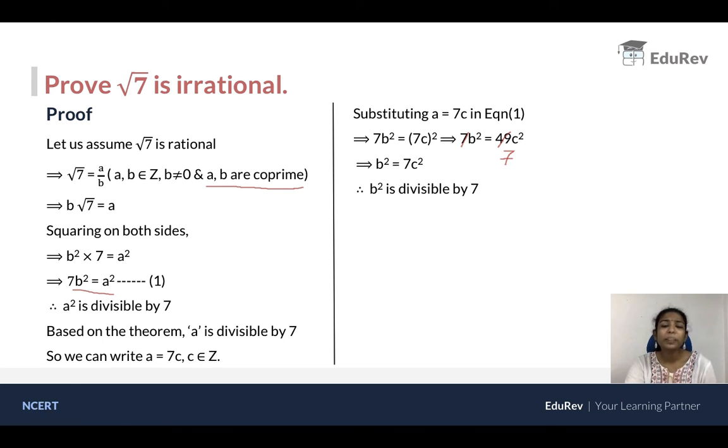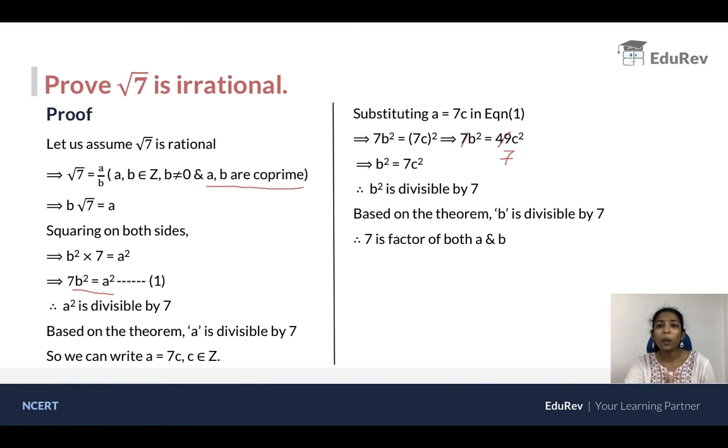If 7 divides b square, based on our theorem, I can write 7 divides b, or b is divisible by 7. So what is happening? From the first statement, I understood that a is divisible by 7. And here I am getting b is divisible by 7. So what can I come to a conclusion? 7 is a factor for both a and also b. But what was the initial assumption that I have taken? a, b are co-primes. That means they should not have any factor other than 1. But what am I getting? 7 is a factor of both a and b.